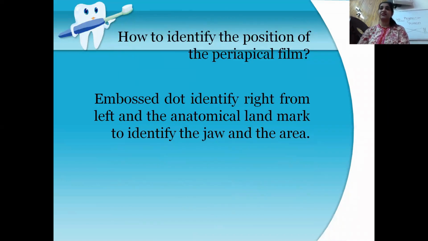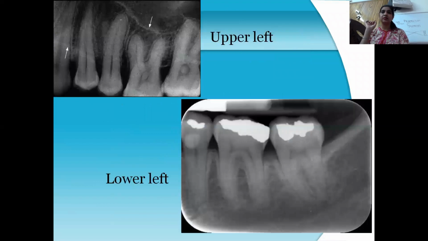How to identify the position of the periapical film? The embossed dot should be towards the line of occlusion, and identify the right, left, and the anatomical landmark to identify the jaw and the region of the area. So we always check where the embossed dot is. It should always be towards the occlusion, and we then check whether it is the right side or the left side by the embossed dot. So it's very helpful in determining the left and right side.